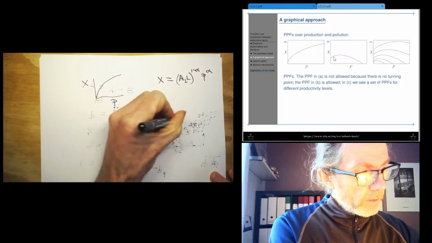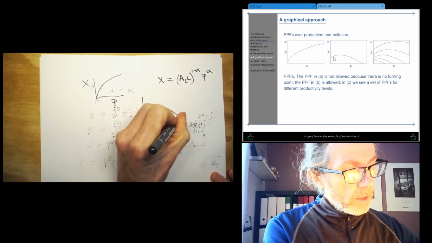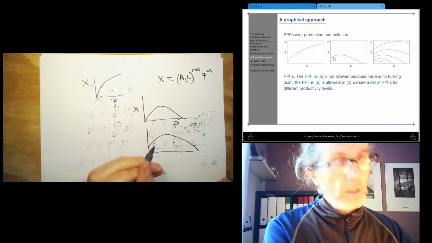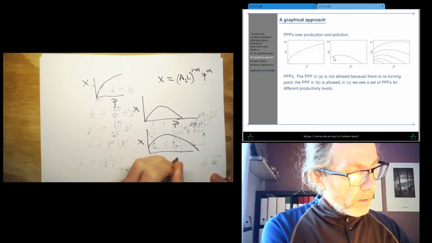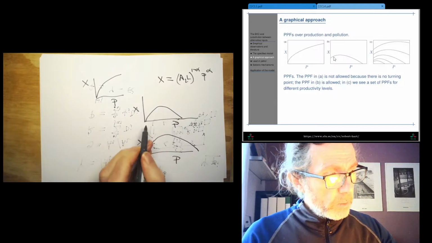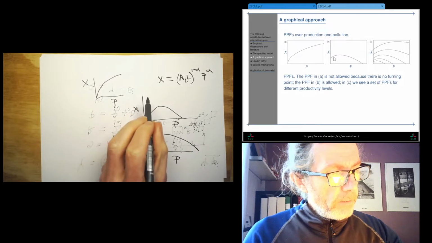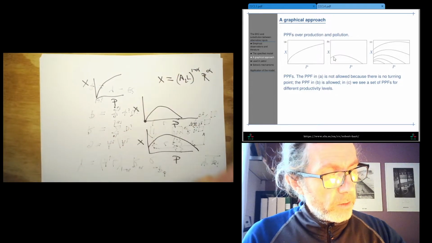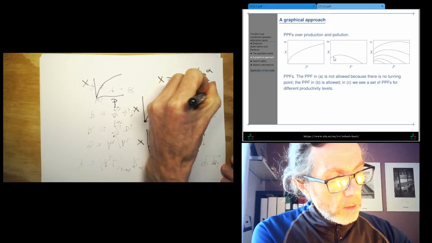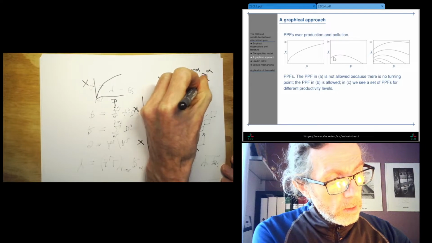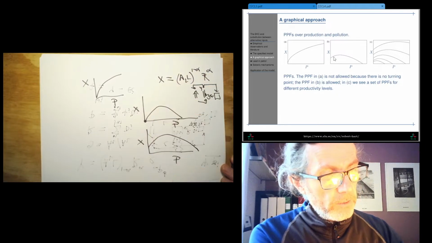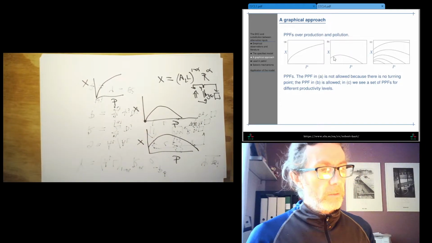What makes more sense is something like this, or something like this. So I'm going a bit away from the picture here. What's the difference? Let's start with this one. It's actually based on this function, but where does the resource come from? We have to send some final good to extract it, or we have to send some labor. Then you get this kind of picture.